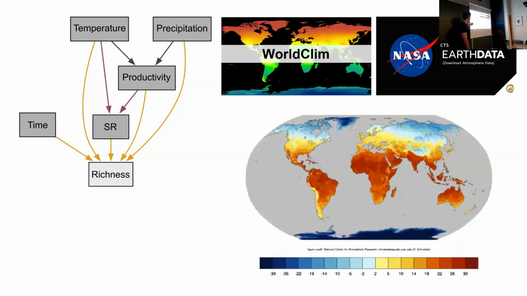To represent temperature, precipitation, and productivity, I use a global climate database, and for productivity, I use net primary productivity, or simply plant biomass after subtracting respiration, or the requirements for its own growth. Plant biomass production. Yes. Sorry.